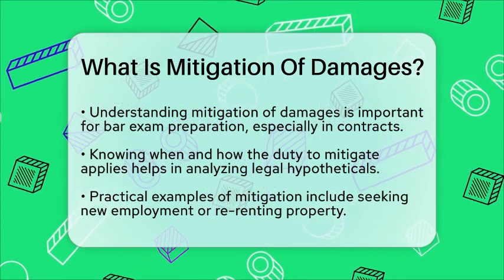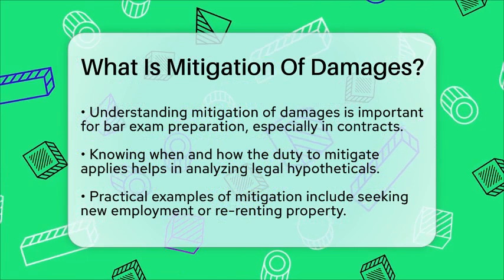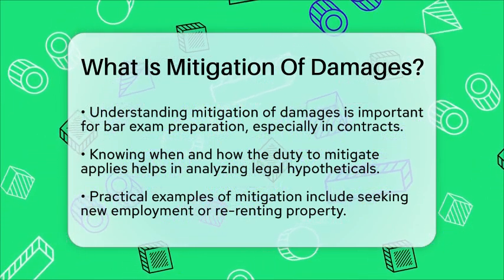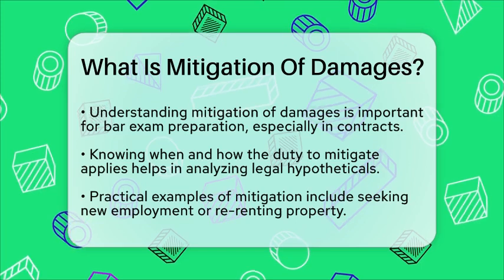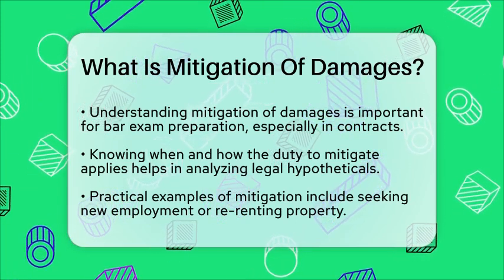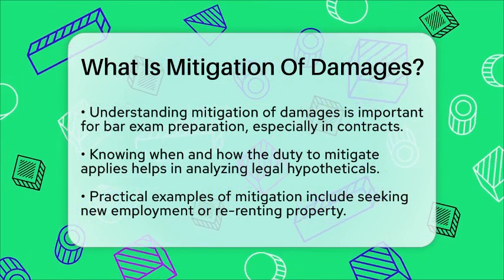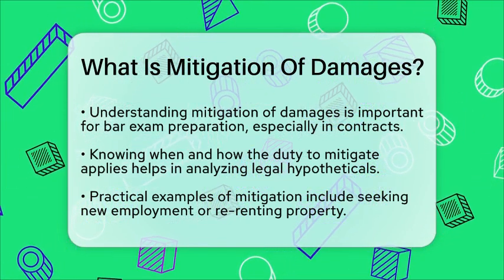Remember, the injured party must take reasonable steps to limit their losses. If they fail to mitigate, it can reduce the damages awarded. This principle is applicable in both contract and tort law. Practical examples include seeking alternative employment, re-renting property, or following medical advice.